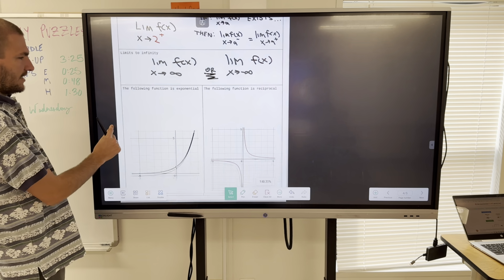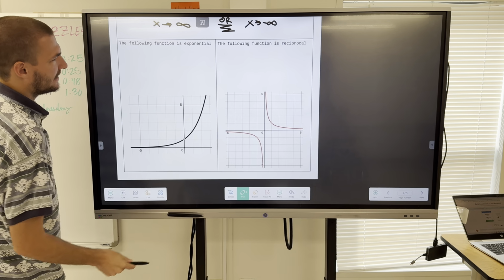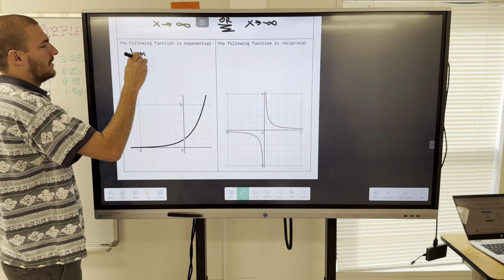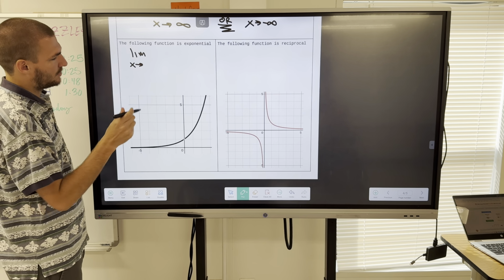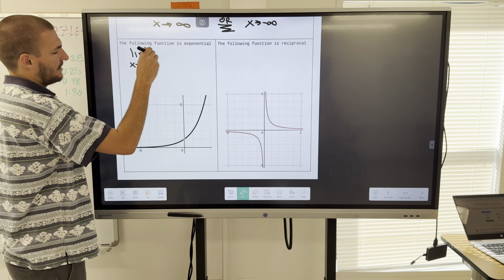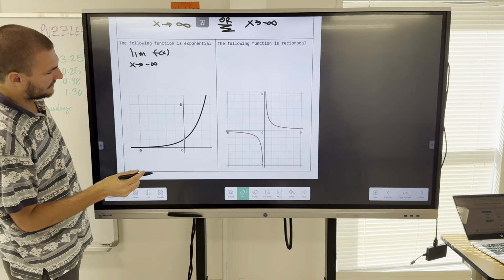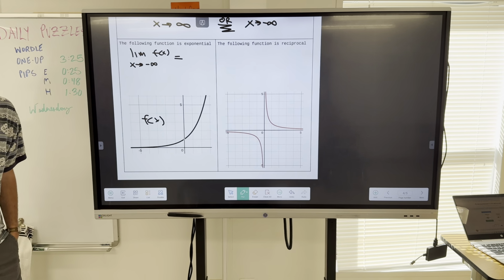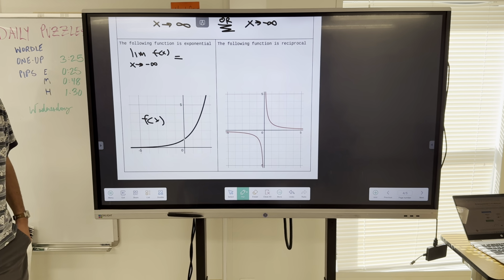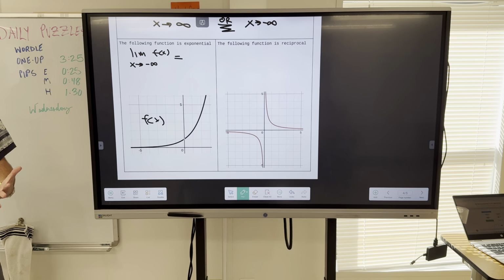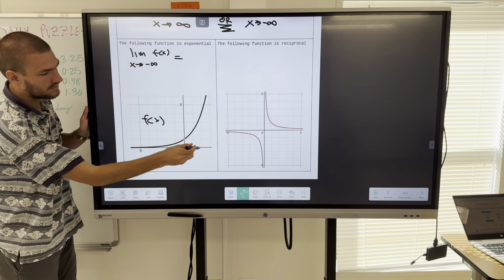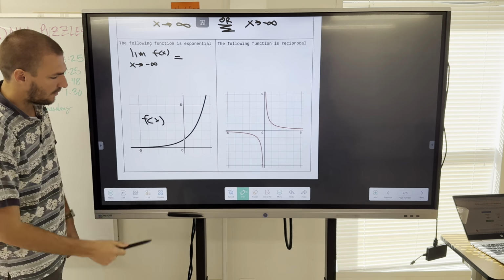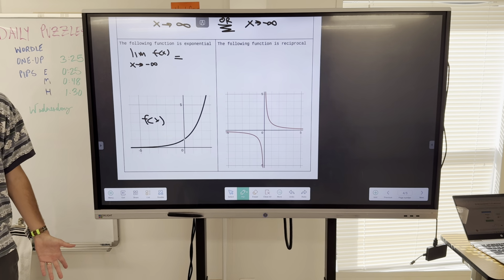So let's look at these two here. The following function is exponential. So the limit as x goes to negative infinity of this function, I suppose it's not labeled, now it's labeled f of x, is, what'd you say? 0. It's 0. That's how exponential equations work. They have asymptotes here that do not let them pass 0. And just look at the picture. Where do you think it's going? It's going to 0. That's how it works.